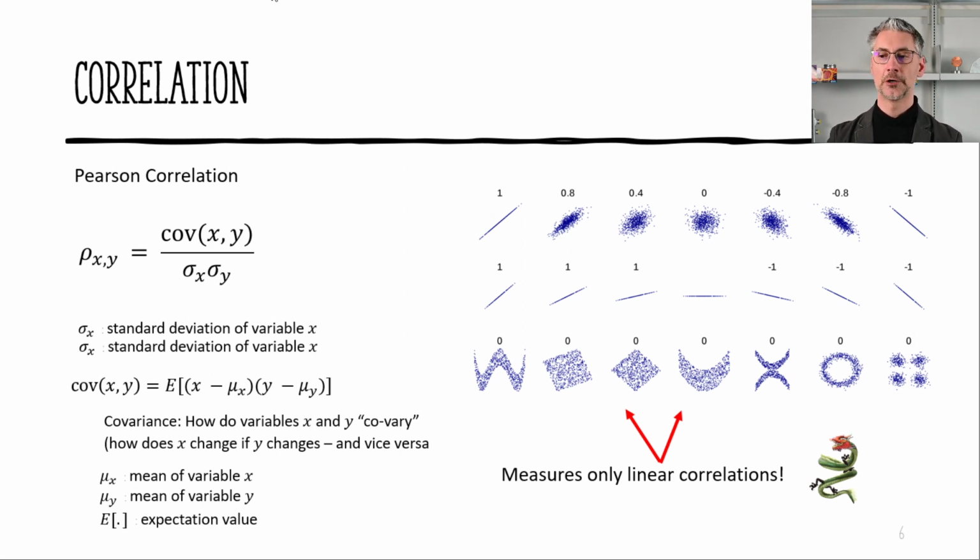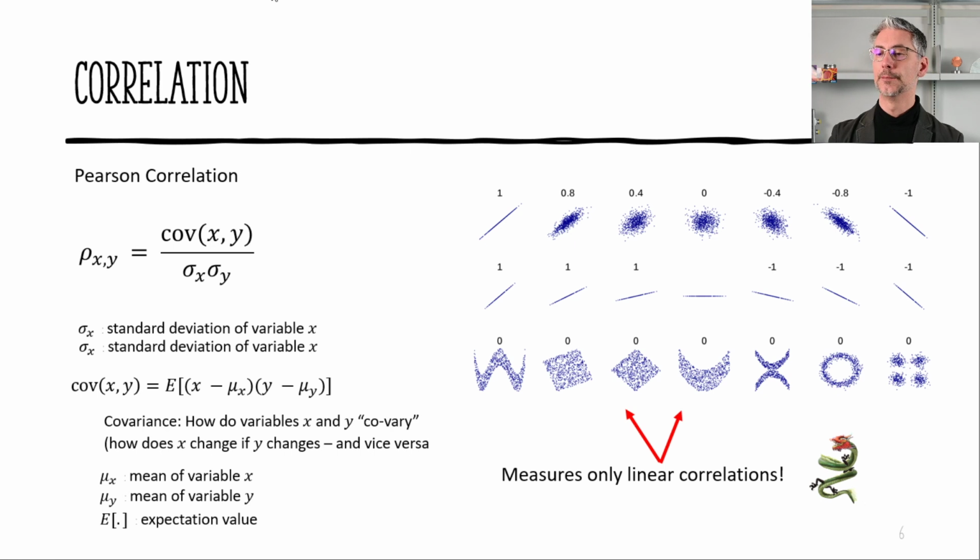And as these variables behave more or less in the same way or in the anti-way, the correlation coefficient will become 1 or -1 as illustrated here. So the covariance is a measure of how the variables x and y co-vary, or vary at the same time. We normalize this by the standard deviation to obtain the Pearson correlation coefficient. However, it only measures linear correlation.